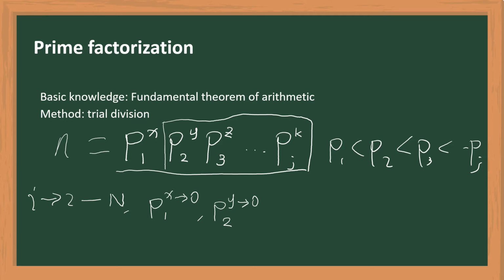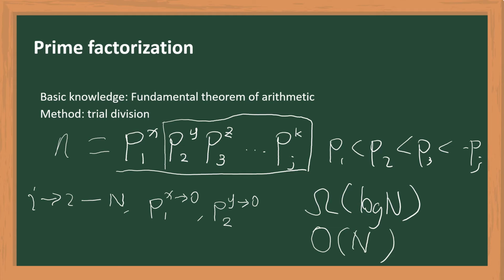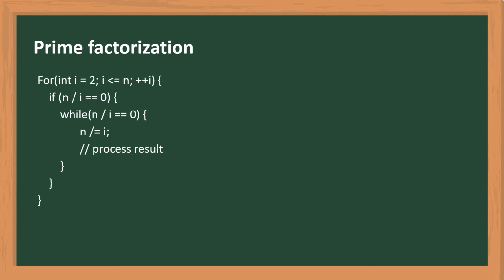In this case, the time complexity will be omega log n. And if it is a prime number, then i will go through all the numbers between 2 and n. In this case, the time complexity is O of n. This is a code implementation of the trial division method.